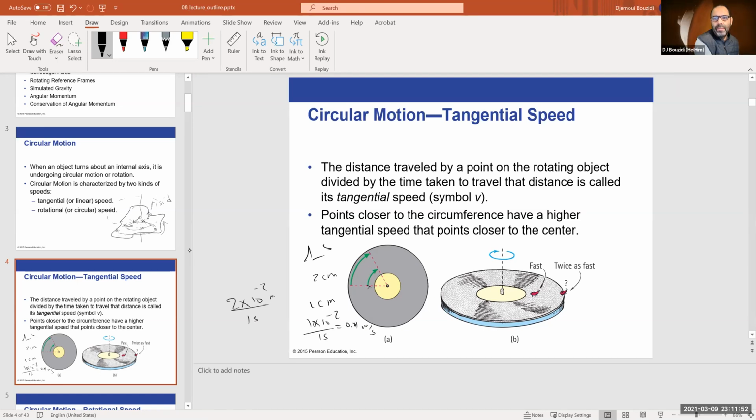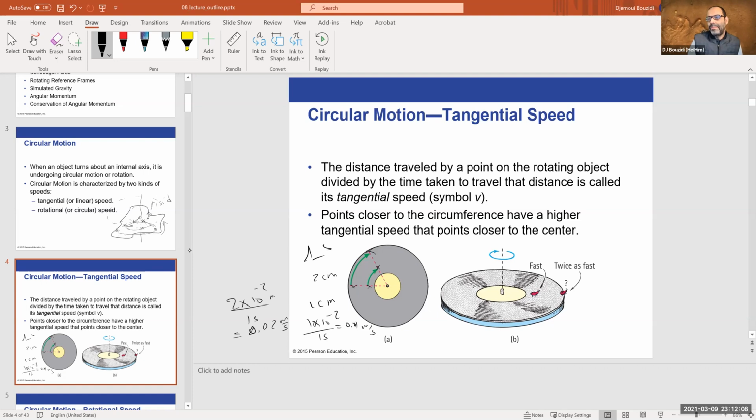They were here, and now they are here. So the distance between them did not change. So this is a rigid body. Then in this situation, that speed is twice as much, 0.02 meter per second.